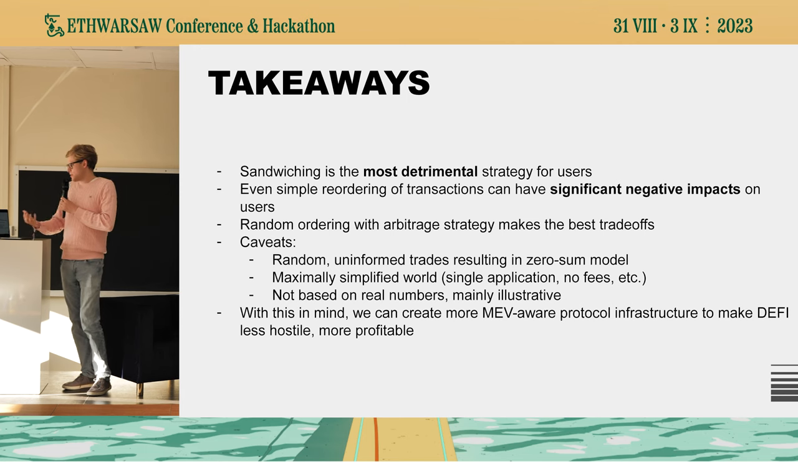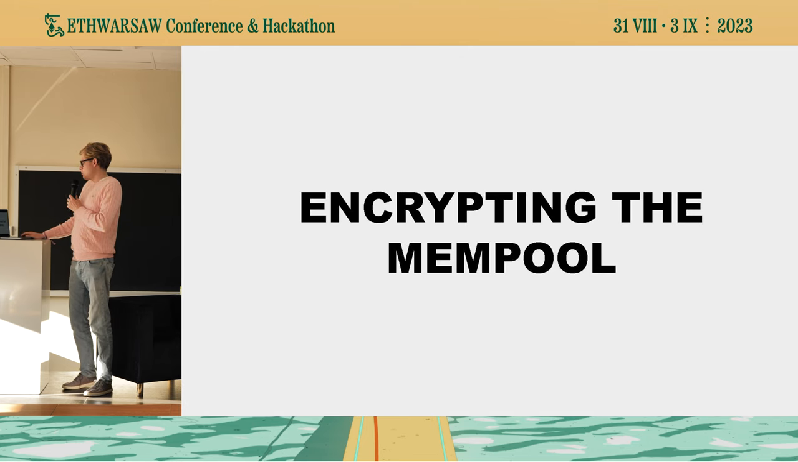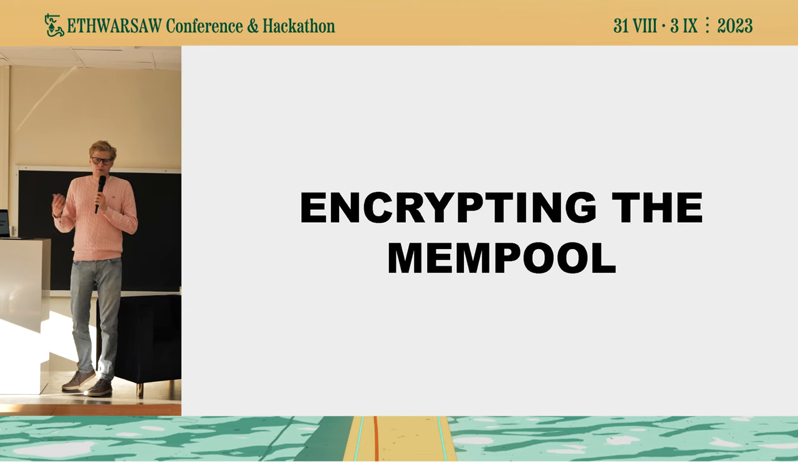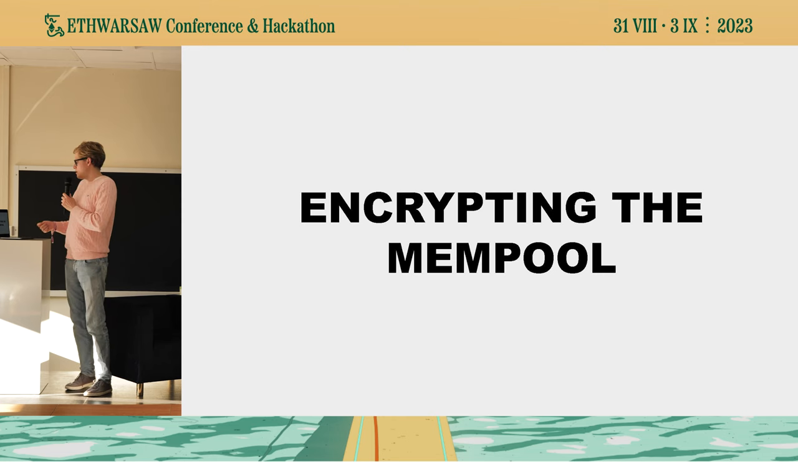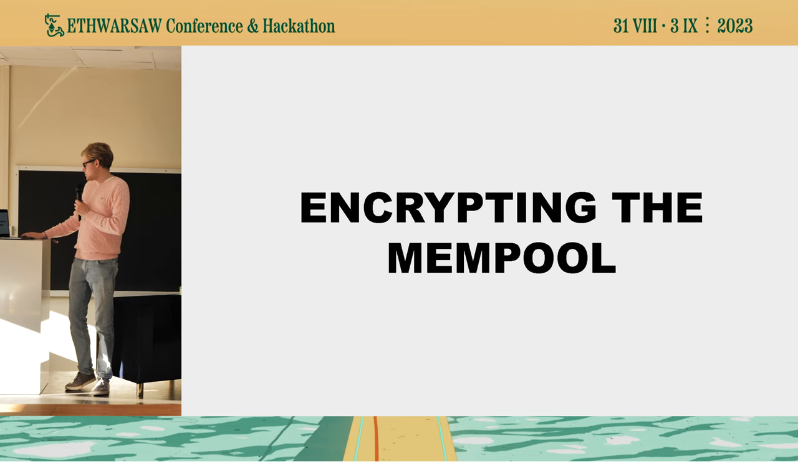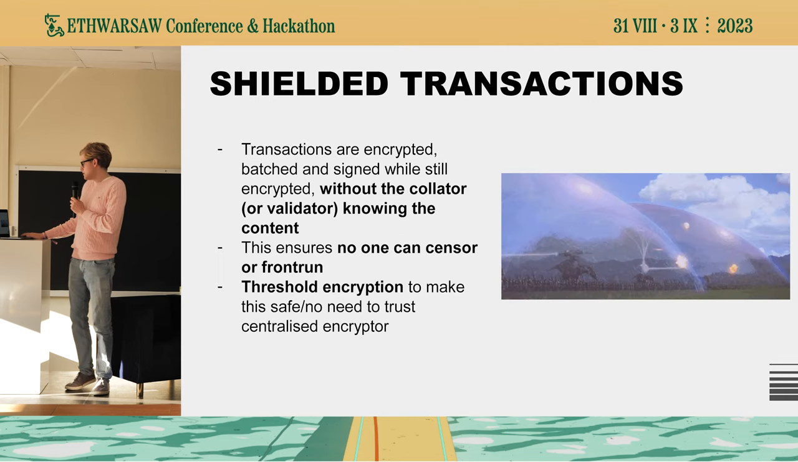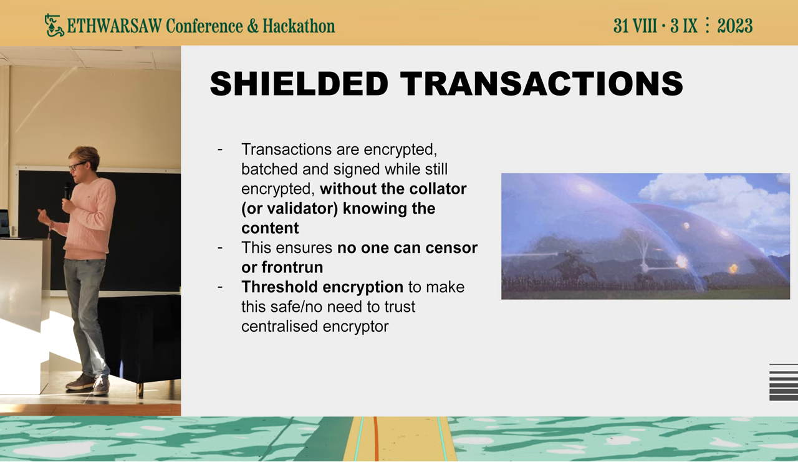With this in mind, we think we can create a more MEV-aware protocol infrastructure, and one example of this that we're working on is what we call Shutter, which is an encryption of the mempool. It's a threshold encryption technology to encrypt the mempool and prevent especially front running. So, how does it work? Transactions are encrypted, batched, and signed while still encrypted.